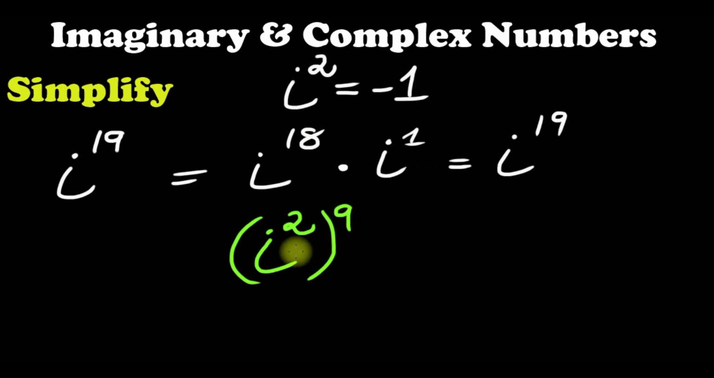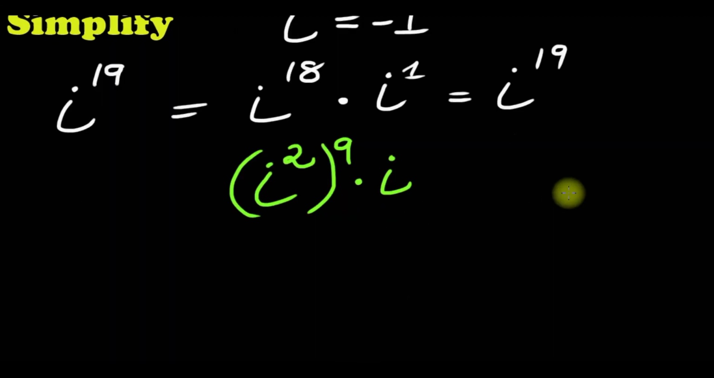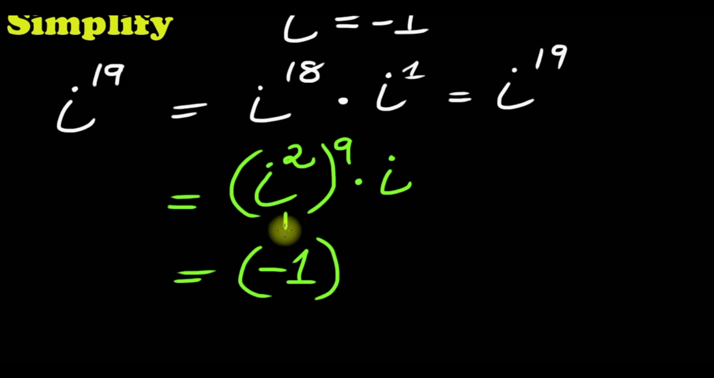And then you can check, right here you have a power raised to another power. How do you simplify this? Well, you simplify by multiplying the powers. So this is i to the 18, as you can see, and then bring down the i. We replace i squared with -1 because we know the value of i squared is -1, and then -1 to the 9th power, and then bring down the i.